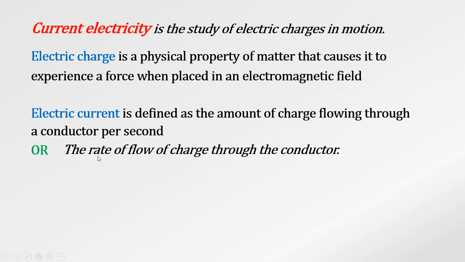The word rate here simply means that the quantity of charge is divided by time. Like we said, per second, that means this charge will be divided by the time. And from here you can now get the formula: I, which is the current, is equal to the quantity of charge Q over the time T. If we make Q the subject of this formula, we cross multiply I with T, and we get Q equal to I times T.